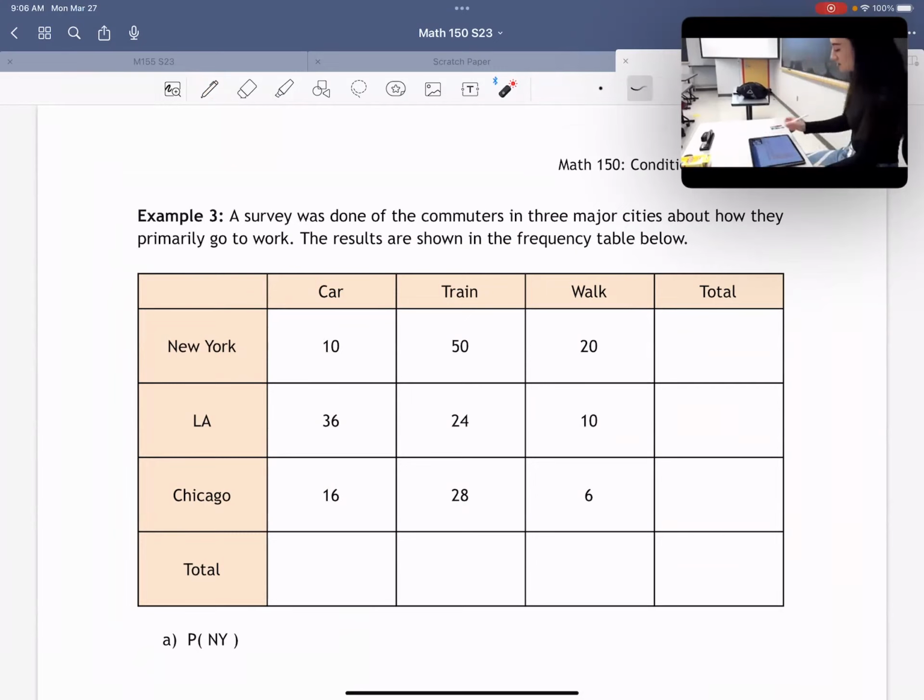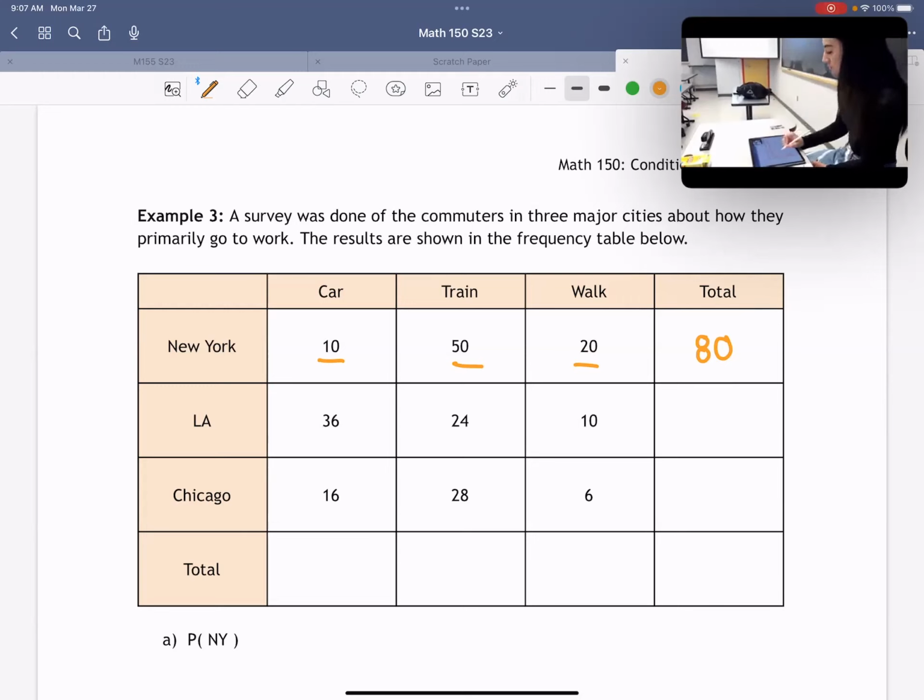Okay, so take a look at the cell on the very right here. This represents a total. What is this the total of? New York, right? Because if I take this total, this represents if I add up everything across the rows. So to fill out that cell, you just add the 10, the 50, and the 20. It's 80. Perfect. And that number represents the total number of people who live in New York.